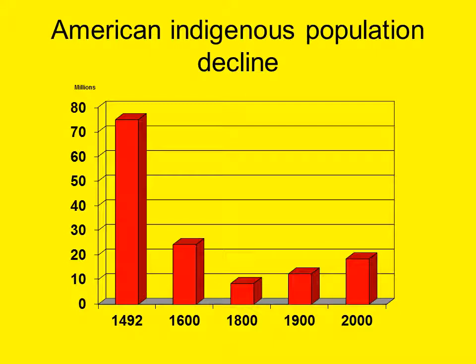So this is kind of a medium number, but both the high counters and the low counters, in terms of their estimates, are pretty much in agreement that within a century to a century and a half after contact with Europeans, Native American populations fell precipitously, as much as 90%.